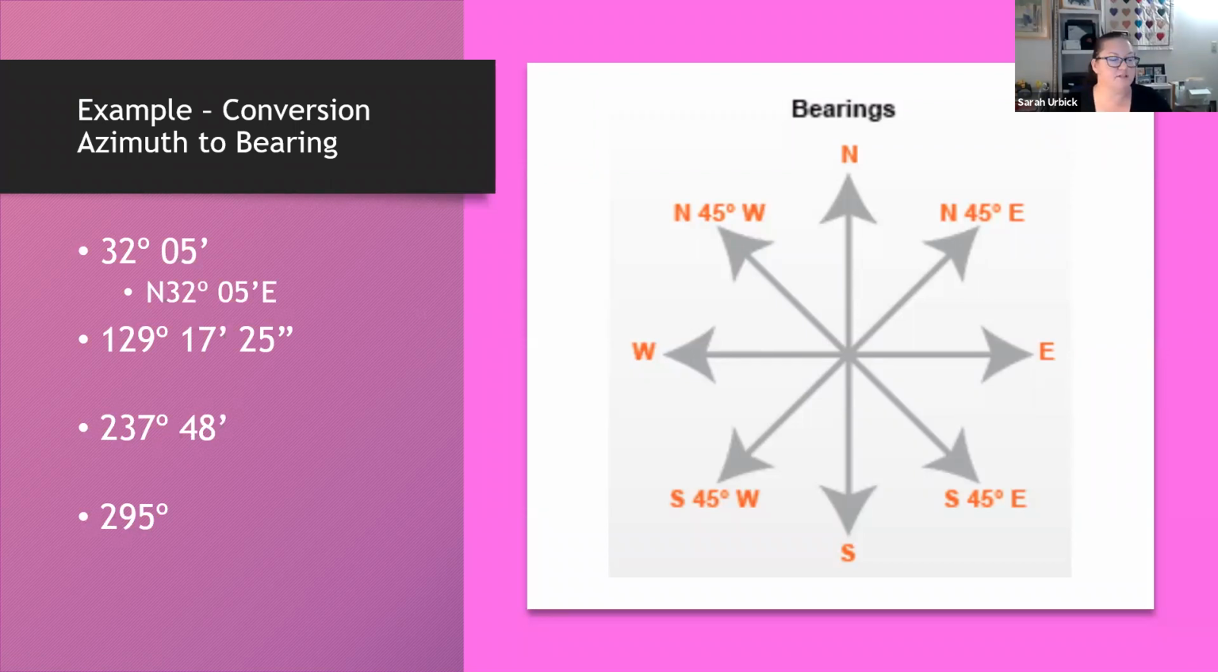How about the next one? Always start with the north-south designation first. Am I facing forward? Am I facing backwards? Then we'll talk left and right. Just flip those around. It is south something east. Like I said, it's all about the math at this point.